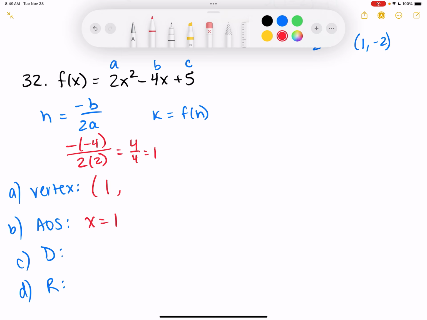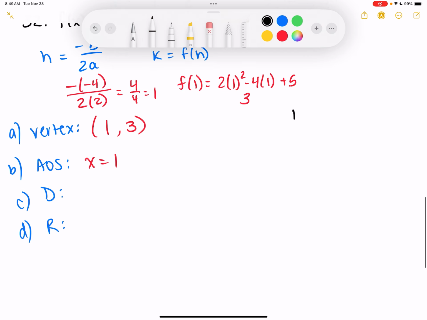Now I take that value and I plug it in up here to this equation, and I can find k. So f of 1 is 2 times 1 squared minus 4 times 1 plus 5. So that's 2 minus 4, so negative 2 plus 5 is 3. So my vertex is at 1, 3. Axis of symmetry is at x equals 1, so now I can set it up. You can find the domain and range if you are so inclined beforehand, or you can graph it first.